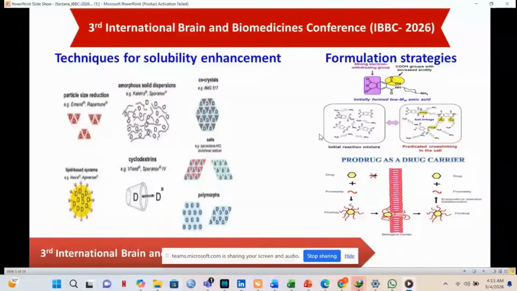Now, how to overcome these challenges? These can be overcome by using technologies like particle size reduction, cyclodextrin usage, lipid-based systems, co-crystals, salt formation, and polymorphs. Some formulation strategies can also be used to increase solubility, like physical modification and chemical modification, which include prodrug formation and salt formation, and by reducing the pH of the formulation. Likewise, non-technological approaches are also used for increasing bioavailability.